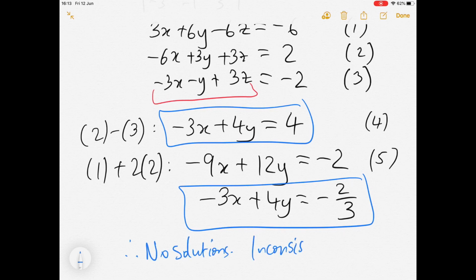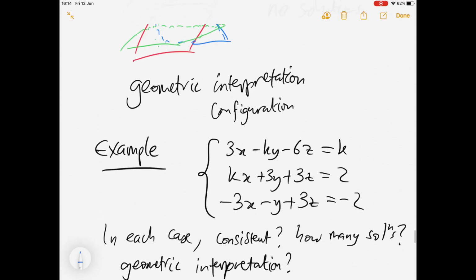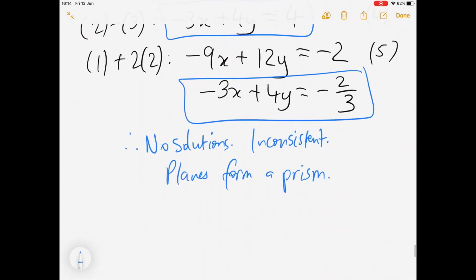So therefore, no solutions. The system is inconsistent and the planes must form a prism. We couldn't have that some of the planes are parallel because we saw none of them are parallel. They have to form a prism. And we're done.